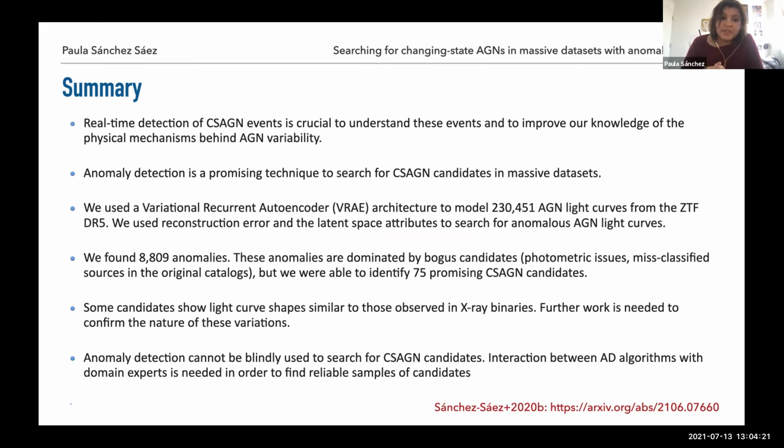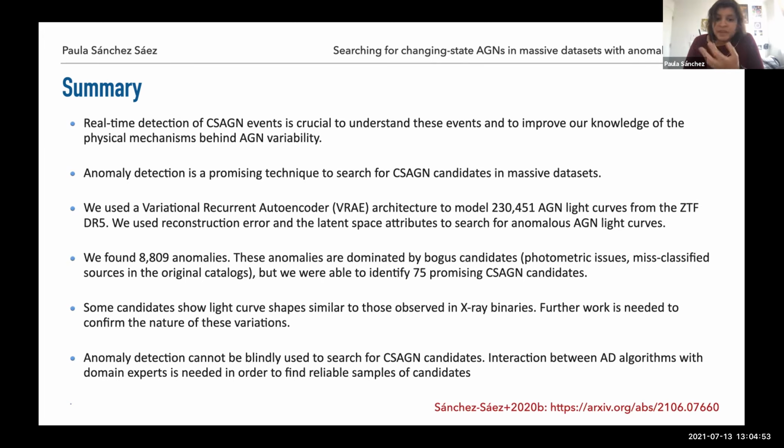And from this, we detected around 9,000 anomalies, but most of them were bogus candidates, so problems in the photometry or misclassified sources in the original catalogs. But we were able to identify 75 promising candidates, which are still in the process of being confirmed. And some of the candidates present these particular shapes that can be associated to the behaviors that we see normally in X-ray binaries, but further work is needed to confirm what is producing these kinds of variations.